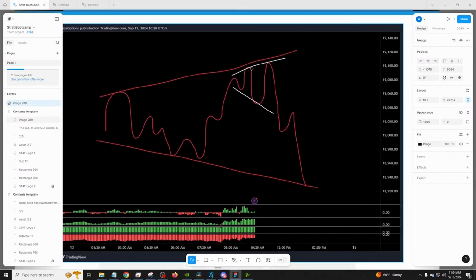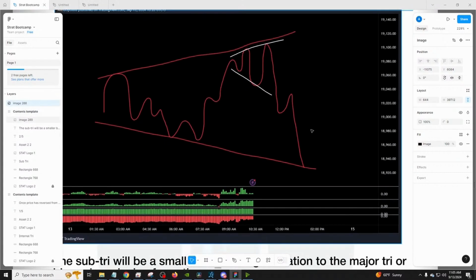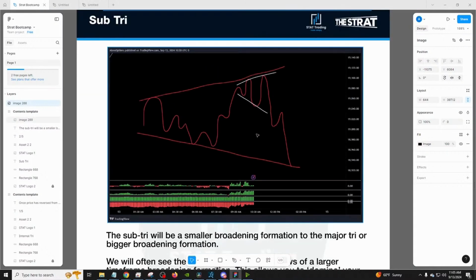He would look for the broadening formation to occur on the smaller time frame at the top of a bigger time frame or the bottom of a bigger time frame broadening formation. So we call this a sub-try because it's smaller than the major one. And these will occur on every time frame. So you'll drive yourself nuts if you draw every single one out, but the ones that you see that are nice and obvious, those are the ones that work the best.